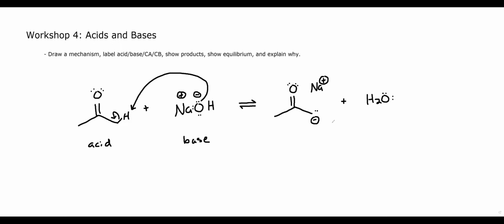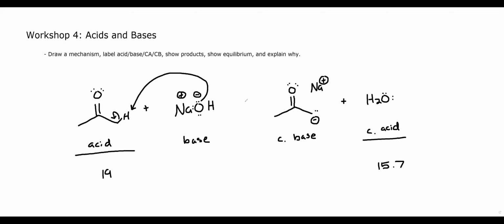Okay, for the reverse reaction, we have a negative charge here, so this is going to be the conjugate base. And water would be the conjugate acid. Now, which side of the equilibrium is favored? Let's compare the acid and the conjugate acid. The pKa of water is 15.7. The pKa of a carbonyl, an adjacent CH bond, is around 19. So therefore, the equilibrium is favored to the left, the side of higher pKa.